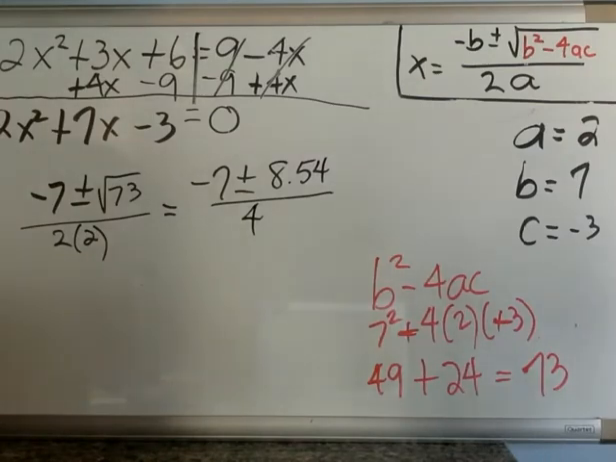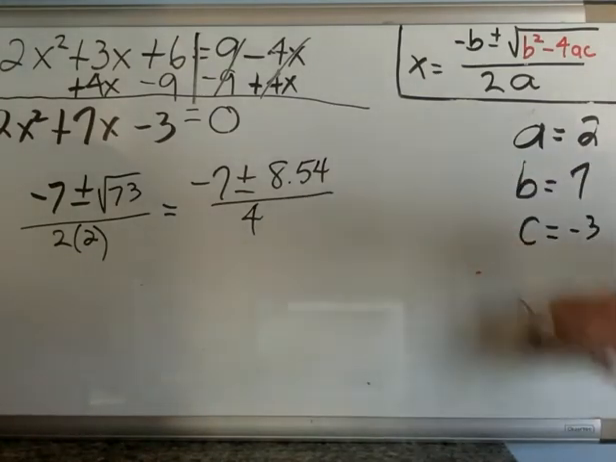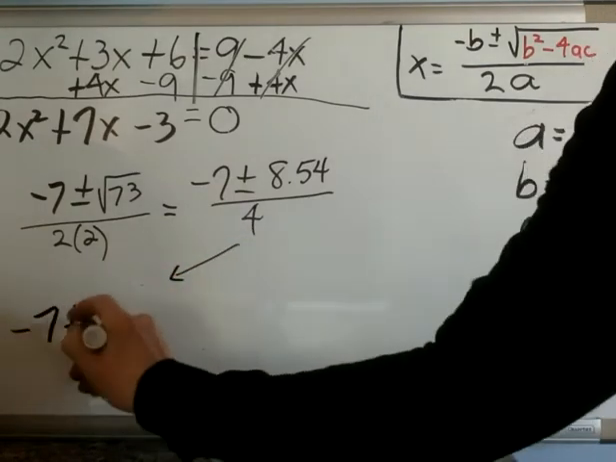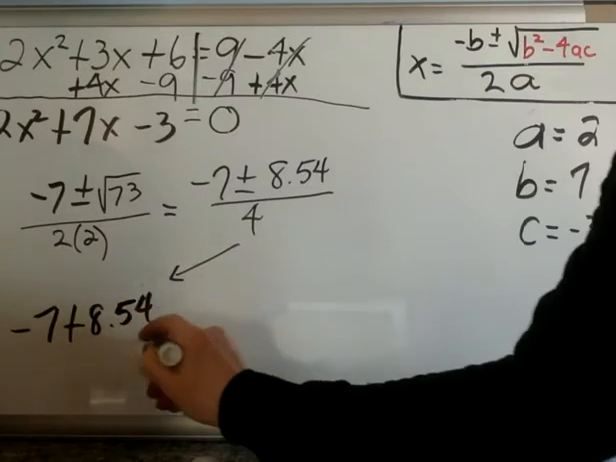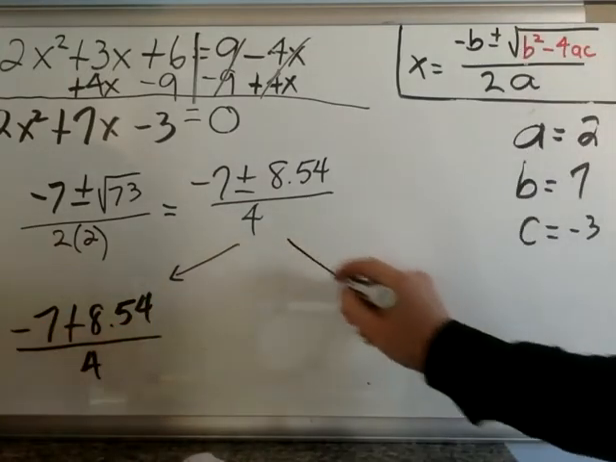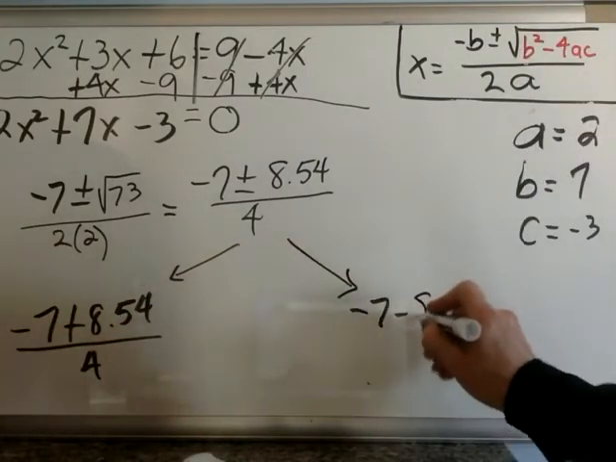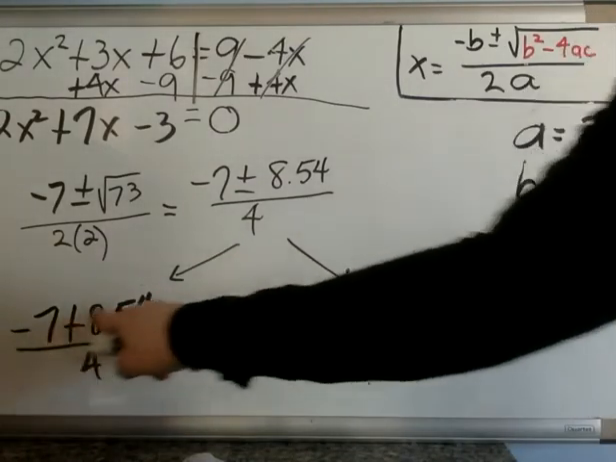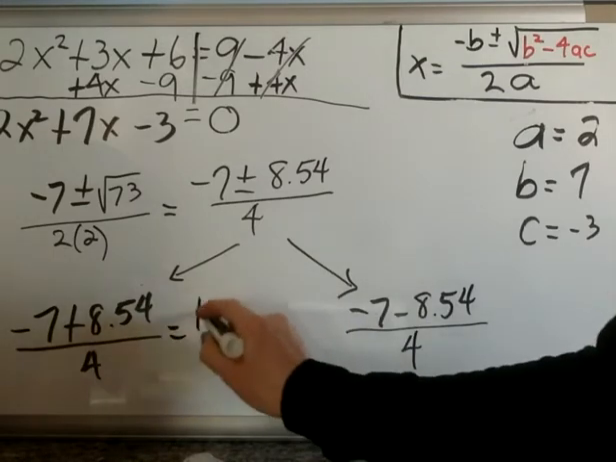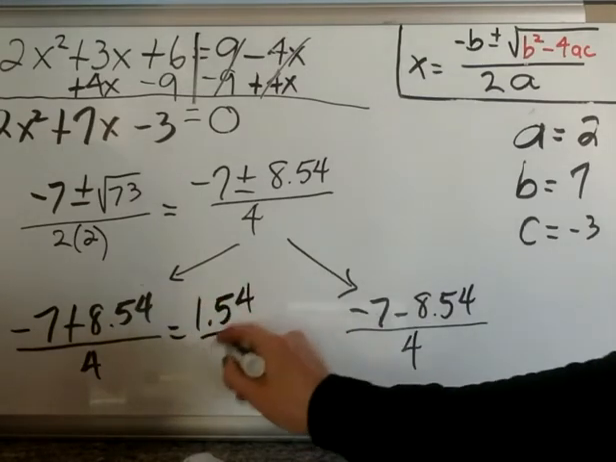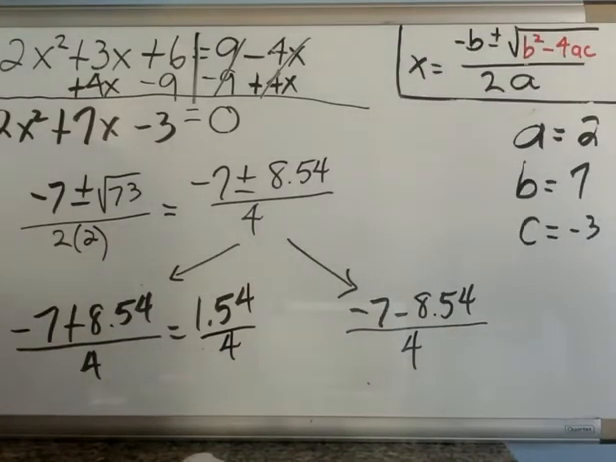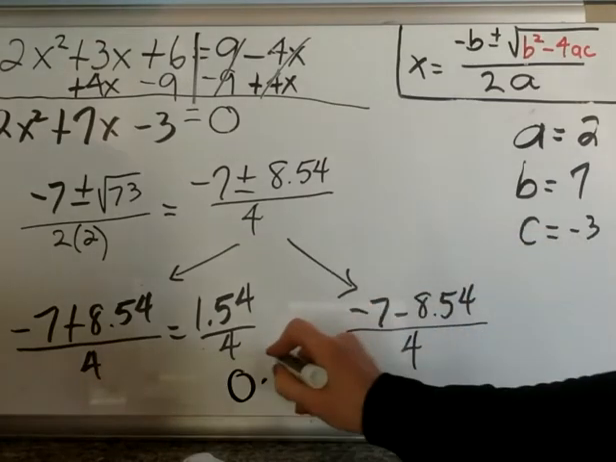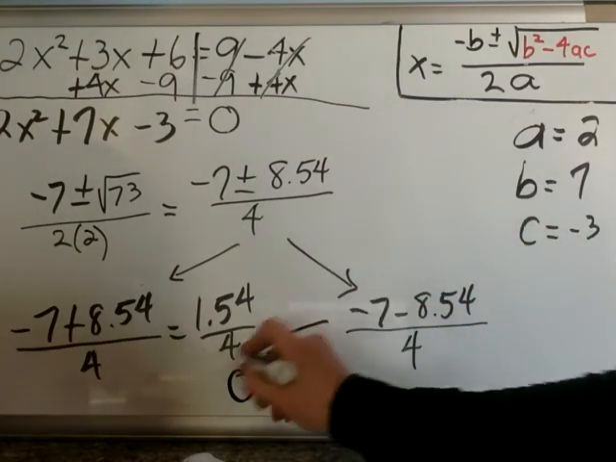This is where I go in 2 different directions to get my 2 answers. One answer is going to be negative 7 plus 8.54 over 4. And the other solution is going to be negative 7 minus 8.54 over 4. Simplifying the numerator first, I get 1.54 divided by 4. And that, when you put it into the calculator, you get approximately 0.385. So there is one of my solutions.